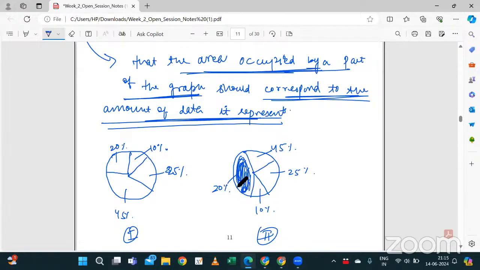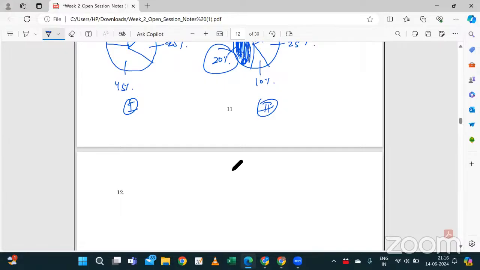The area occupied should be 45% for one and 20% for the other. So it should correspond to the amount of data. Here the amount of data is only 20%, but it occupies more area than 20%. So this is called the area principle. If we violate the area principle, we are doing something misleading. Now, this is the area principle in terms of a pie chart.